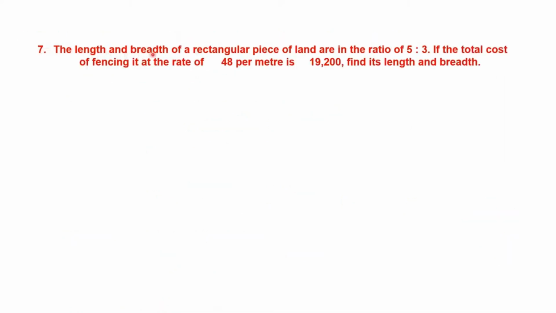Question 7. The length and breadth of a rectangular piece of land are in the ratio 5:3. So let's go slowly. Since length is given first and breadth is given second, the ratio will be length is to breadth. Now the total cost of fencing is given, and this is the rate at which it is done, and the total cost of fencing is 19,200. So this is the total cost and this is the rate per meter. Now we need to find the length and the breadth. So keep all this in mind as we are finding the length and breadth.